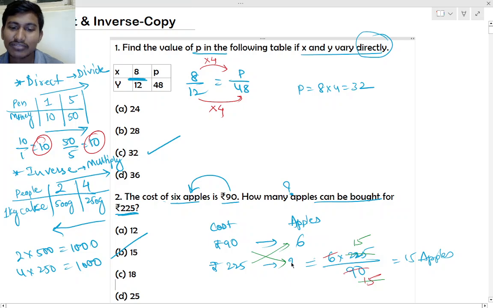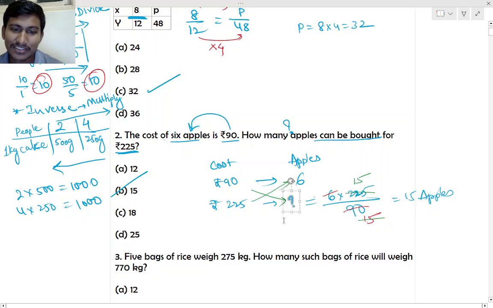Where you have to write what you have to find? Yes, second place. So cross multiply now. So 90 and 225. So 225 into 6, and we need to write 90 always in the denominator, the bottom. Cancellation: 6 15s are 90, 15 is 225. So you will get 15 apples.